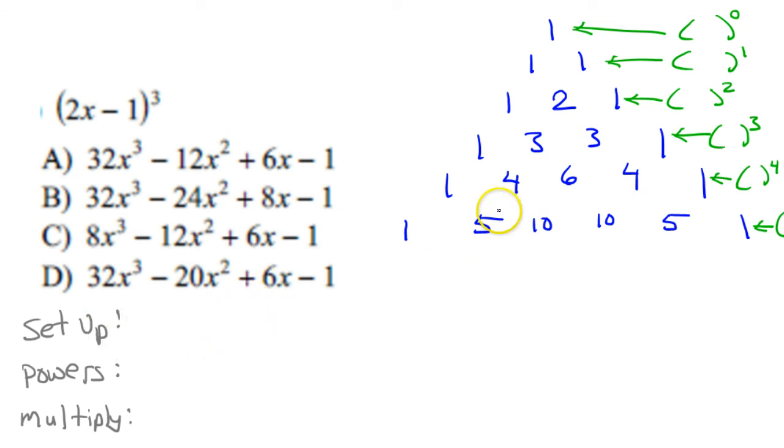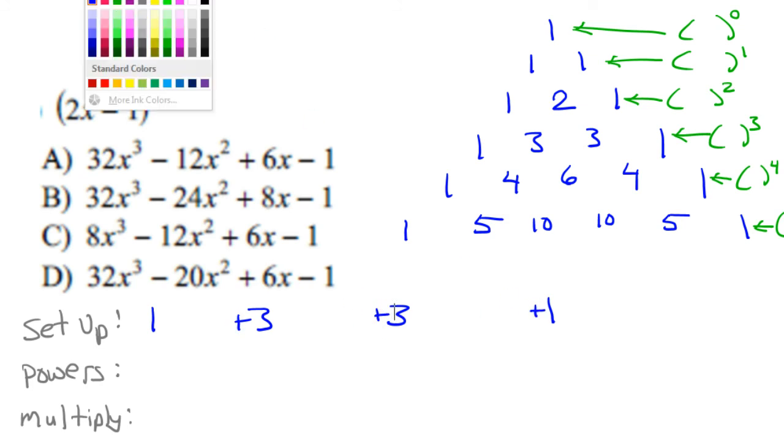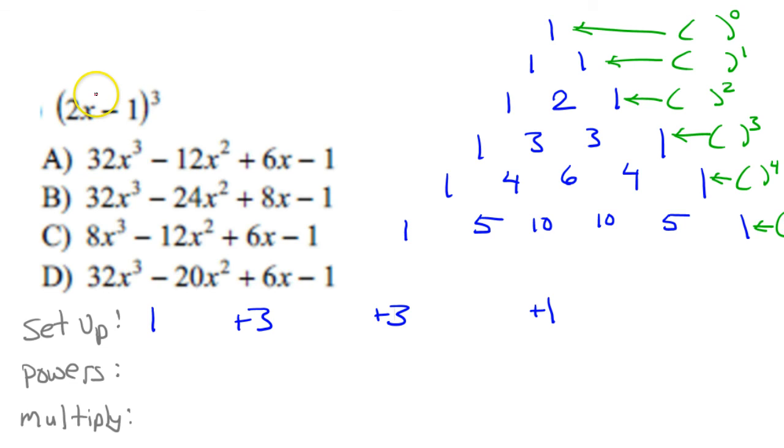So, first of all, the setup. Coefficients are 1, 3, 3, 1. So here I go. 1, 3, 3, 1. Everything always starts off as positive, so I'm just going to put a plus sign in front of these. Okay, next I'm going to look at the first term of the binomial, 2x. And this is on the left. I'm going to start off on the left.